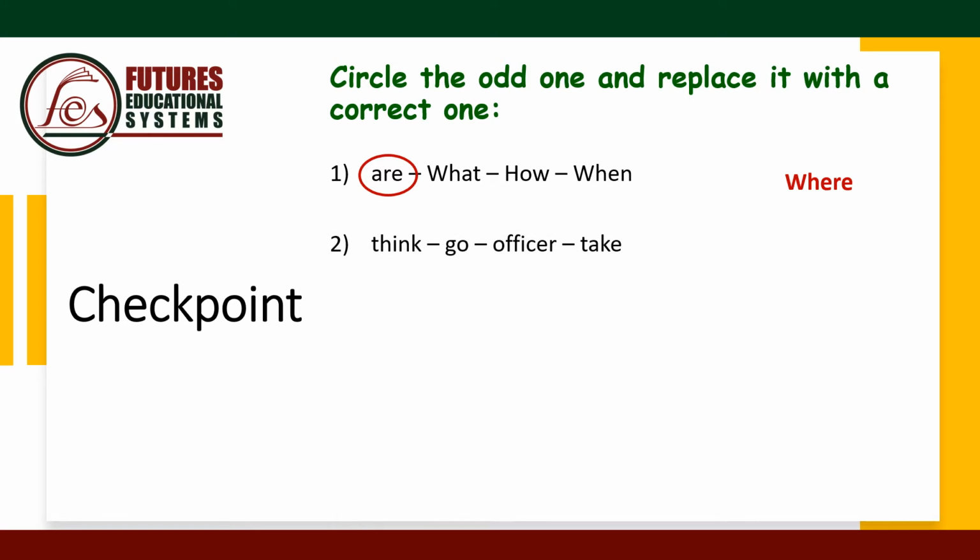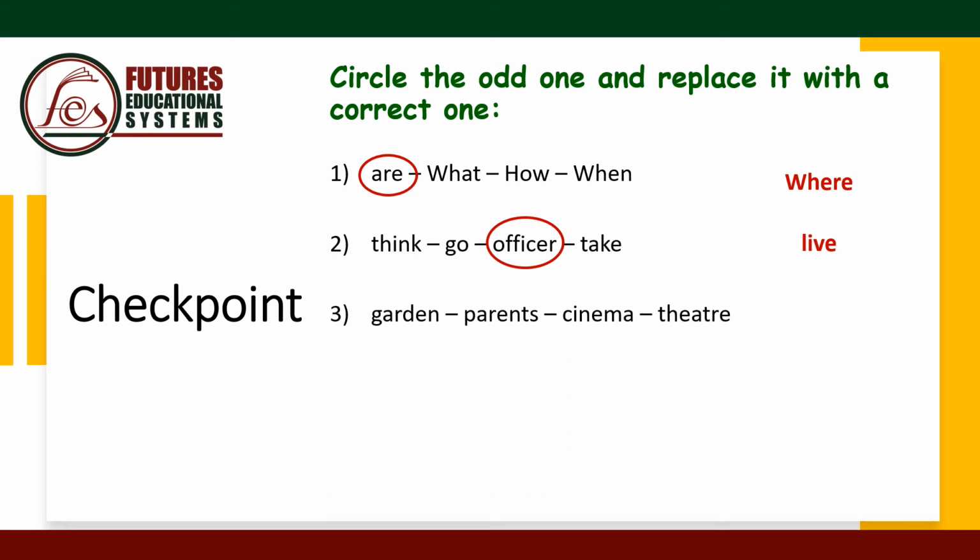Number two, think, go, officer, take. Think, go and take are verbs in the present simple, but officer is a noun. So this is the odd one and we're going to replace it with any verb in the present simple like live.